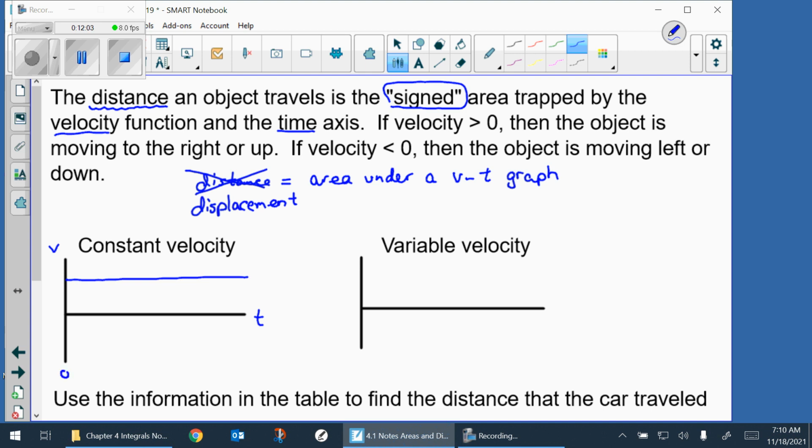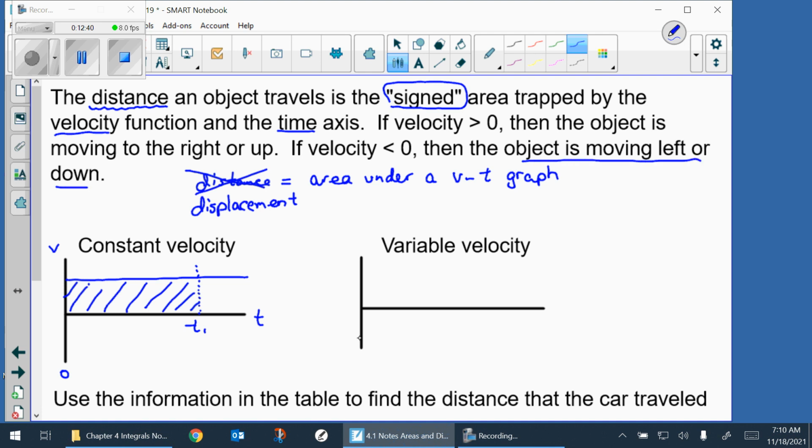And we're going to have times that are greater than 0. Let's see. How far have we traveled between a time of 0 and a time t sub 1? All we'd have to do is find the area of this rectangle. This is already a very nice recognizable shape. Now, what if we had variable velocity? Now, it does say here, if velocity is greater than 0, the object is moving to the right or up, and that's no surprise. Negative velocities mean the object is moving to the left or moving down.